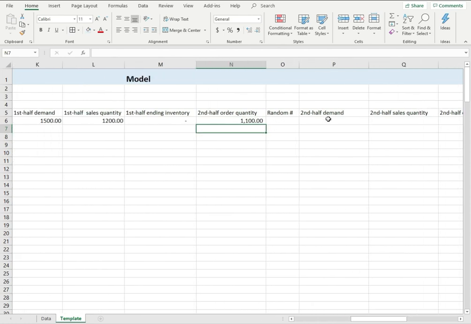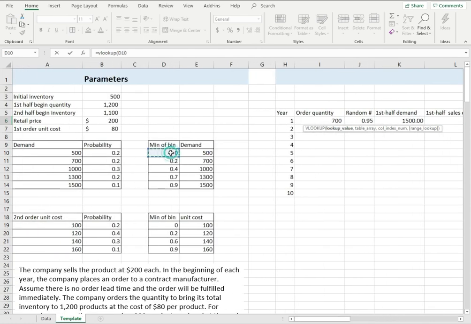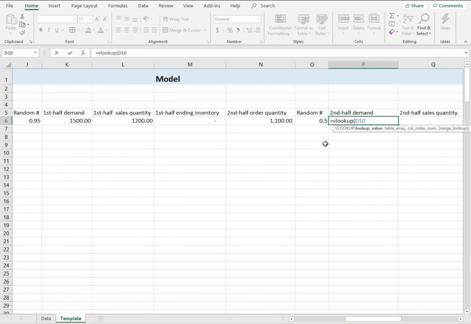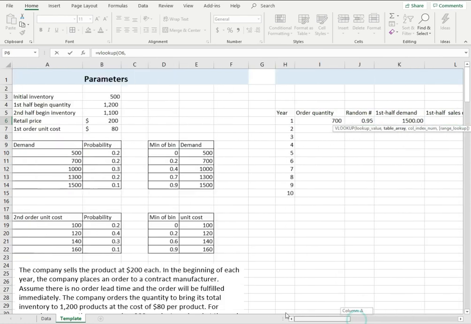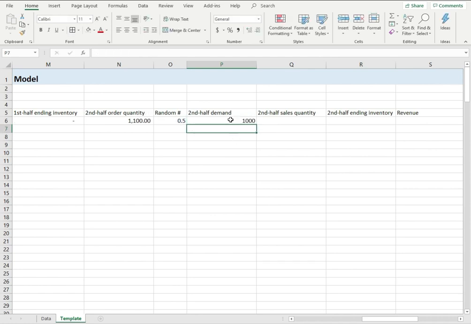Okay, next one. I need to simulate the demand random number. Again, now just give you a placeholder, any number. That's fine. Any number between 0 and 1 as a placeholder. Now VLOOKUP this random value. Demand follows the same distribution. Okay, comma. This table, fixing the reference, comma, column 2, true. Okay, basically the same as the function for simulating demand in the first half.